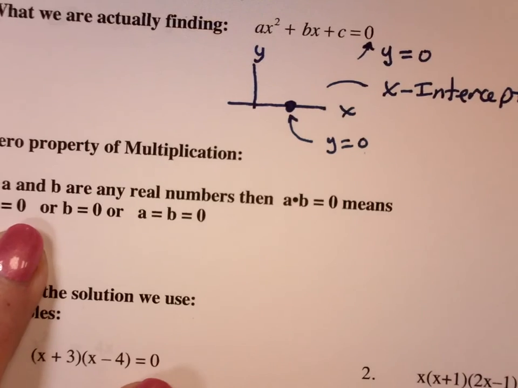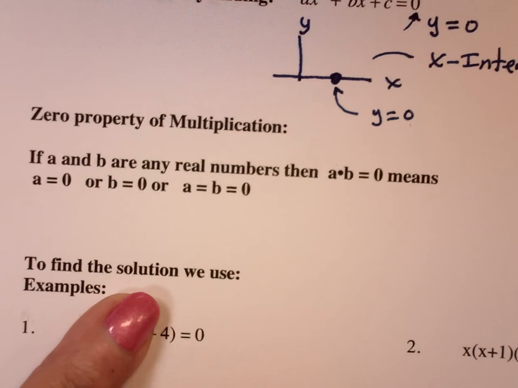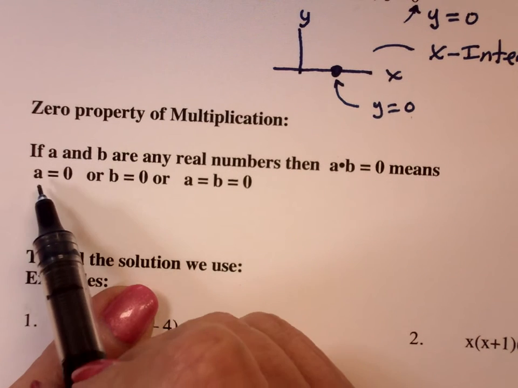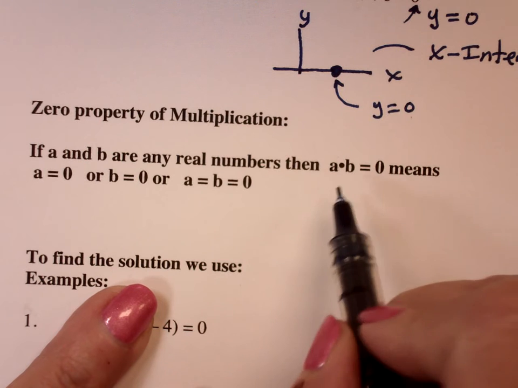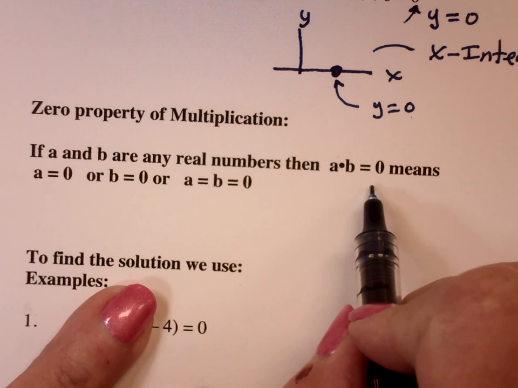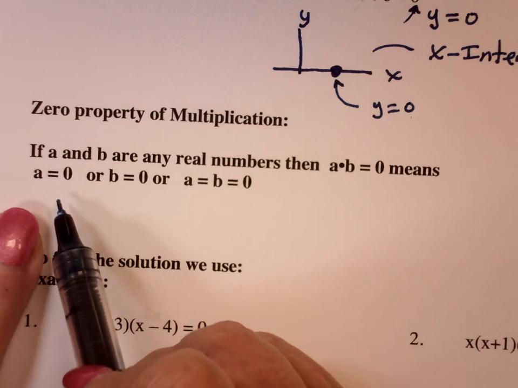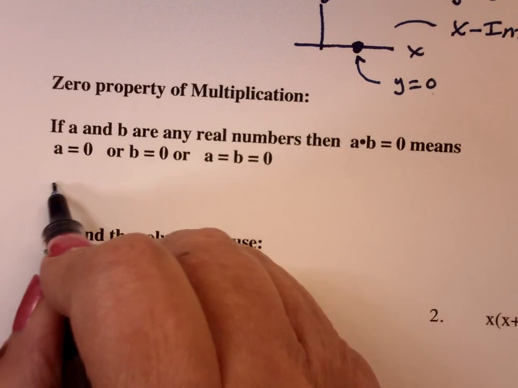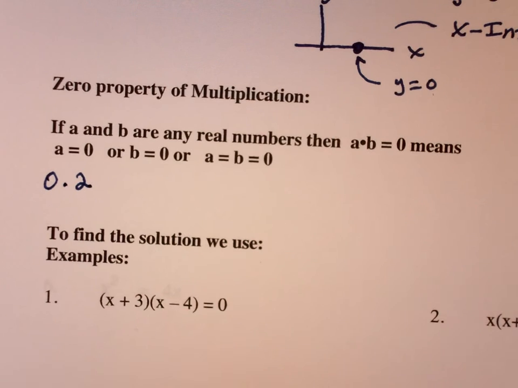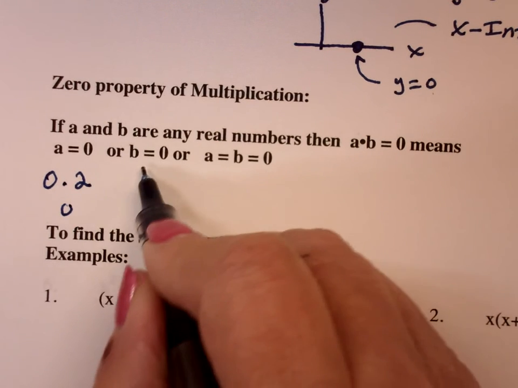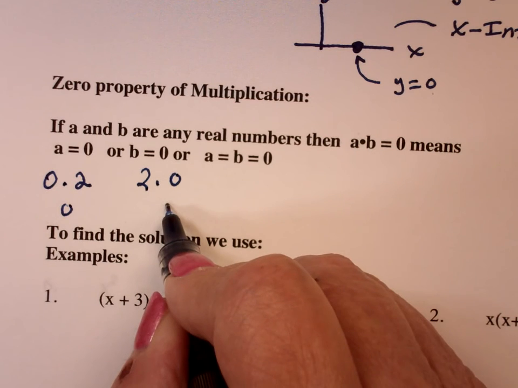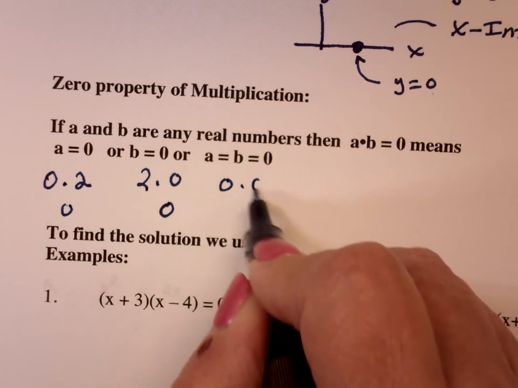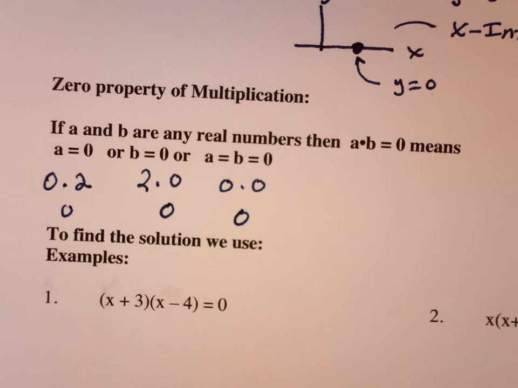Okay. So we're going to be using the zero property of multiplication, that says if a and b are any real numbers and you multiply a times b and you get 0, that means that either a is 0 or b is 0 or they're both 0. So that would say something like this: 0 times 2 is 0. This might say 2 times 0, which is 0. This would say 0 times 0, which is 0. It says if you're multiplying two numbers together and you get 0, one of them has to be 0, or they both could be 0.